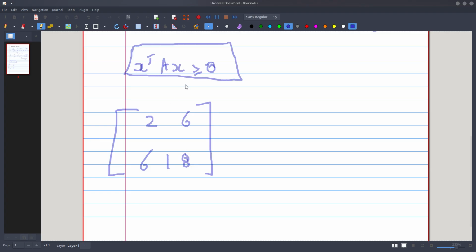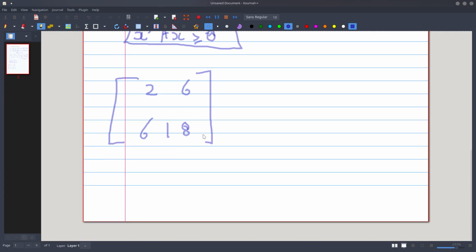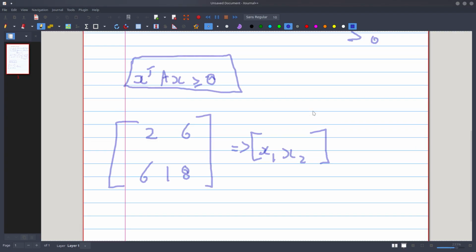Okay, so let's look at x transpose Ax, right? I think you should be able to work this out by now. You've got a vector x1, x2, right? And then you transpose this guy here. So you've got your vector x1, x2, it could be anything, right? You transpose it and then you multiply by x. This is what I'm trying to get at here, right?